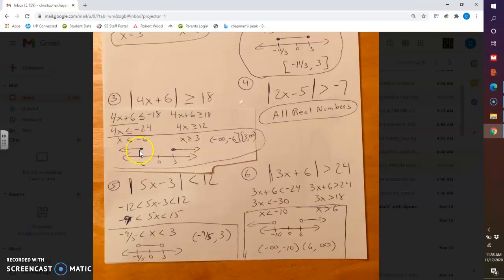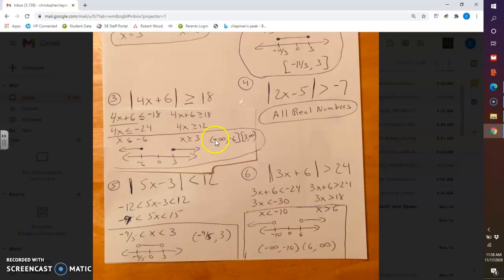So now we put our closed dot at negative 6 and our closed dot at 3 because it's greater than or equal to, so the dot is closed. And from 3 we go to infinity, from negative 6 we go to negative infinity. Greater than graphs with absolute value always have the arrows pointing in opposite directions. You don't connect the numbers, you go in opposite directions.